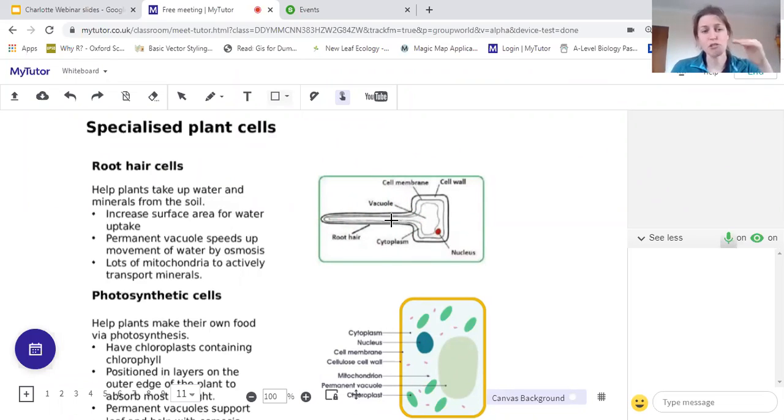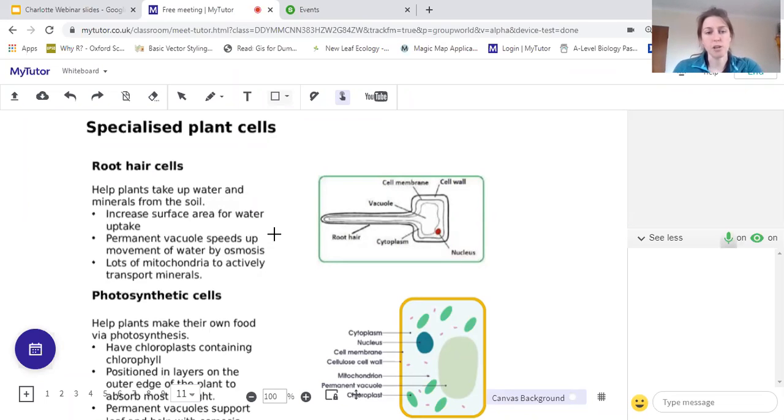It increases the surface area. And that means that more water can cross from the soil into the root hair cell and then be transported up the plant. They also have a permanent vacuole that speeds up movement of water by osmosis. Again, we're going to talk a lot about water transport tomorrow at 3:15. So if you want to know more about osmosis and how that works in plant cells, then definitely come tomorrow.